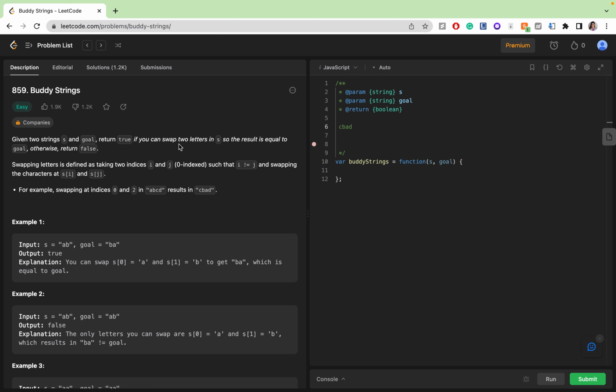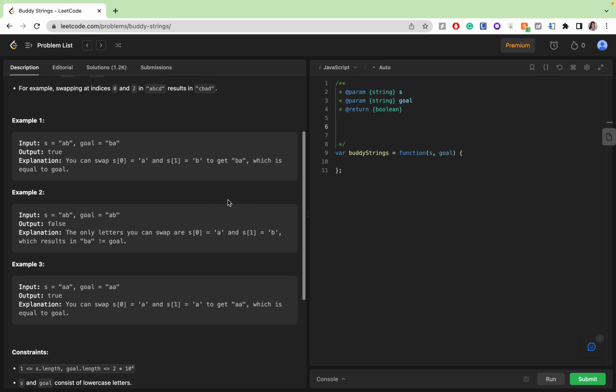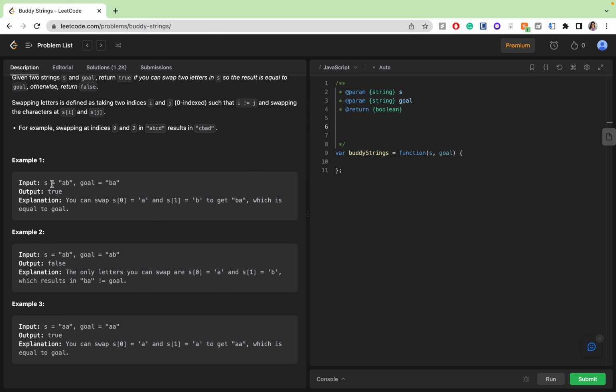My question is, if you can swap two letters in s, so I can only swap once, right? I think so. I can only swap once, and the result should be equal to goal. Nice. So let's see. s is equal to ab and goal is equal to ba. So yes, I can swap two letters and it will be equal to ba.